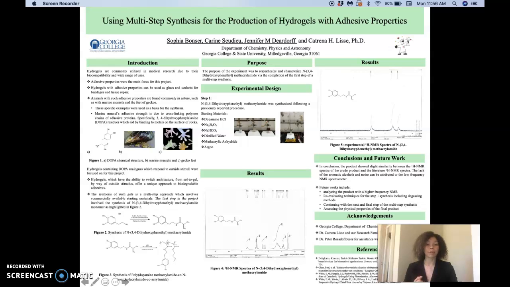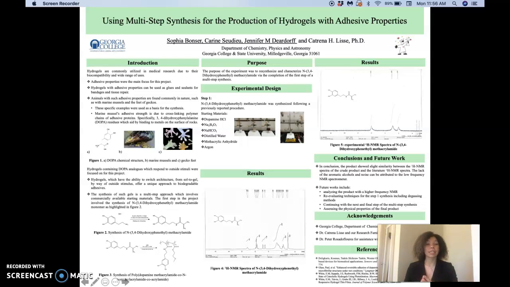So that was one of our focuses, and the next focus was its sensitivity to UV light. As I stated before, when exposed to external stimuli, they're allowed to switch between the two architectures. In this case, our external stimuli was UV light.